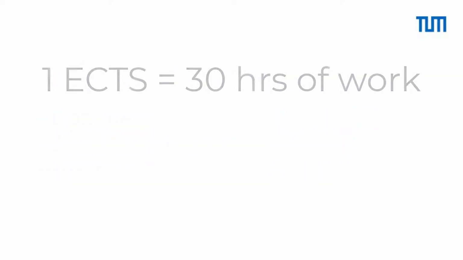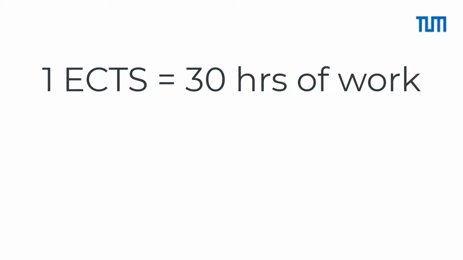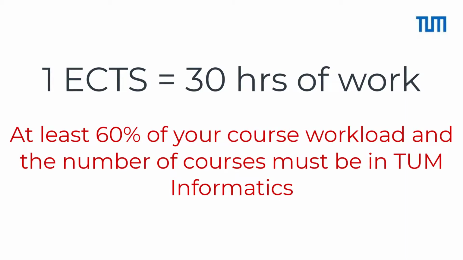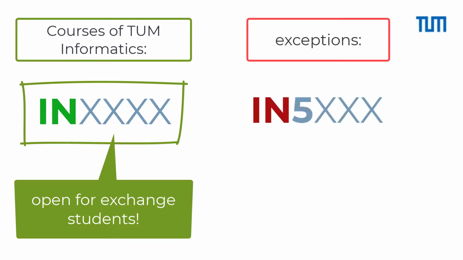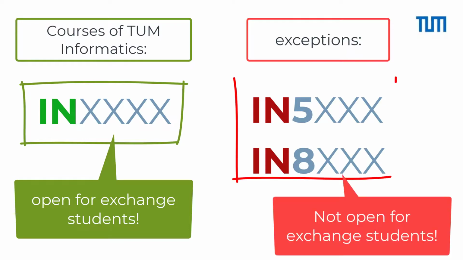At TUM, unlike other universities, each ECTS credit corresponds to 30 hours of work. We expect exchange students to select a workload where a minimum of 60% consists of modules offered by TUM Informatics. This applies both to the total number of courses and ECTS credits. The courses starting with IN are the ones you are allowed to enroll in, except for the ones with a leading 5 or 8 in their unique letter number combination.